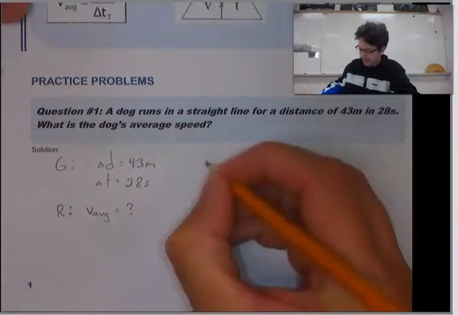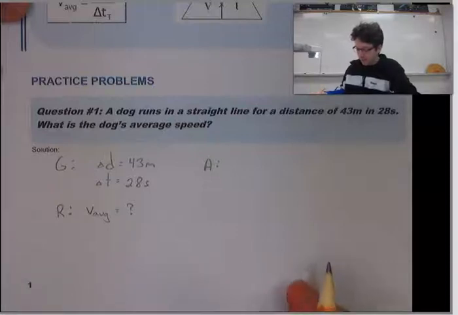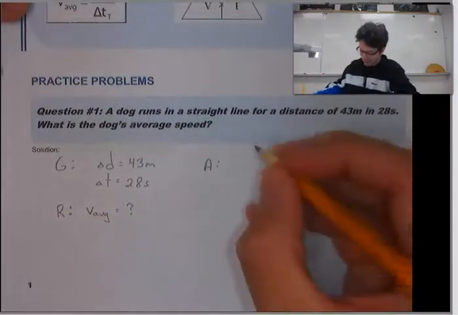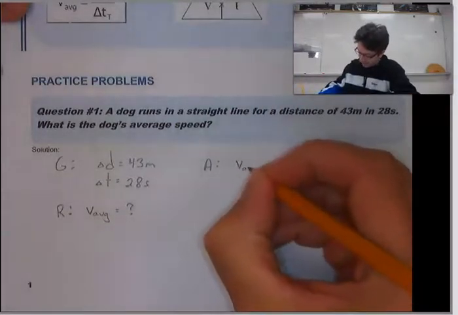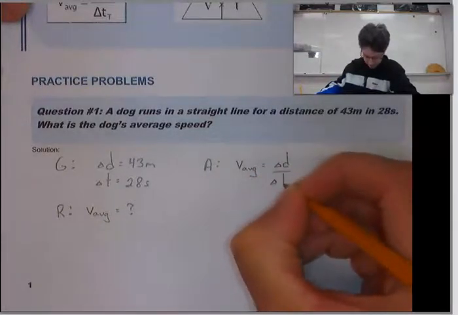Okay, then we're going to analyze, meaning what equation is going to help us. You can look at your equations, you have a formula sheet, you can see, okay, based on what I know and what I need, what equation is going to help us. In this case, it's the equation that I give you from today's lesson. And so average speed equals distance over time.